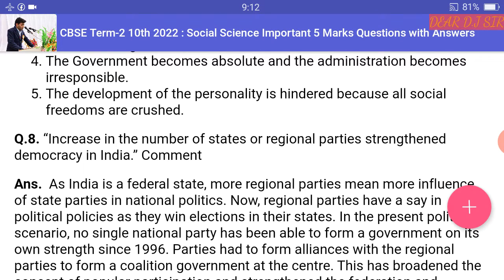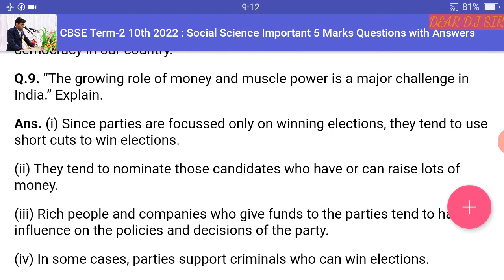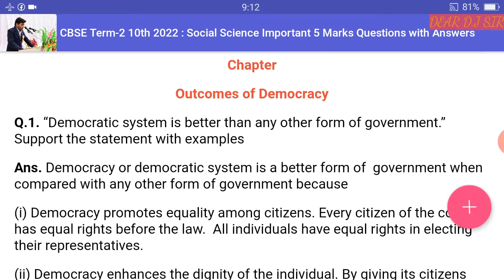Here the eighth question is, increase in the number of states or regional parties strengthened democracy in India. Comment. Here the ninth question is, the growing role of money and muscle power is a major challenge in India. Explain. Now the questions from the outcomes of democracy.